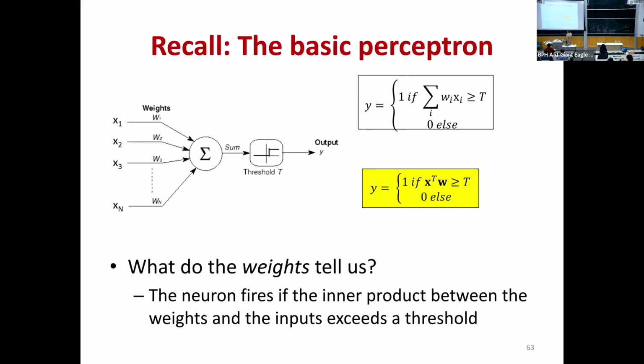So I can write it like so. We saw this in earlier classes. If I write my input as a vector x and my weights as another vector w, then the weighted sum of the inputs is just the inner product between the weights and the data. And so when I compare this weighted sum to a threshold, I'm just checking if the inner product exceeds a threshold. Now, what do we know about the inner product of 2 vectors? What does it capture? Anyone?